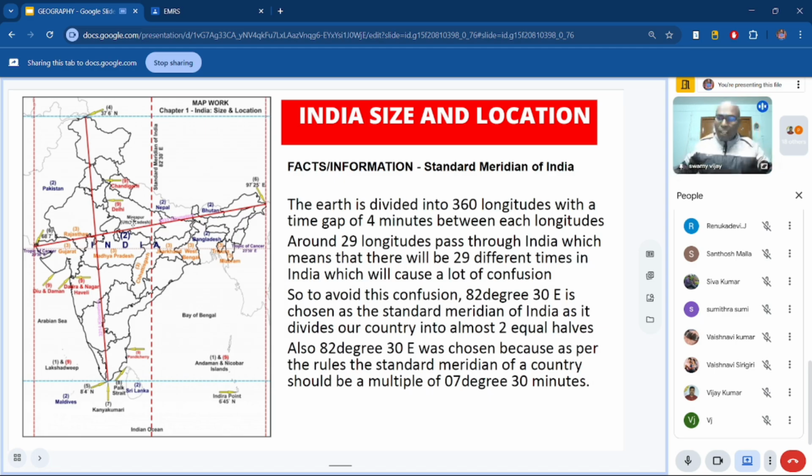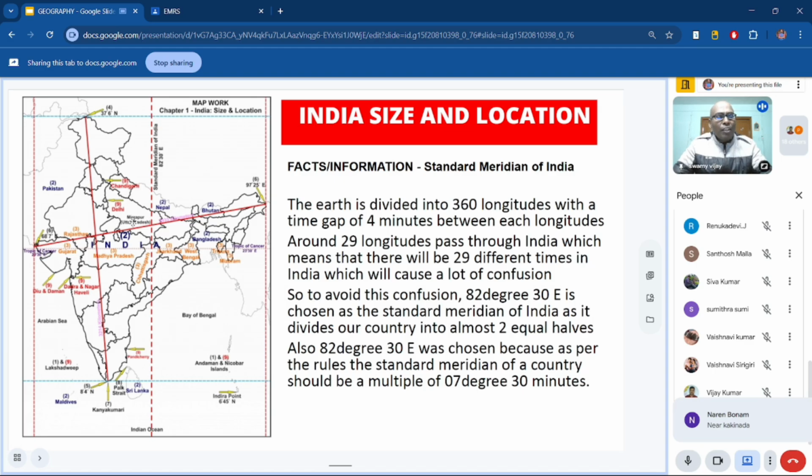Now where is 0 degree longitude? Tell me. I'll drink some water. Where is 0 degree longitude? What is the name of the place? Name of the place through which the 0 degree longitude passes.